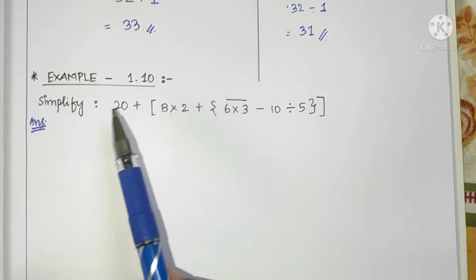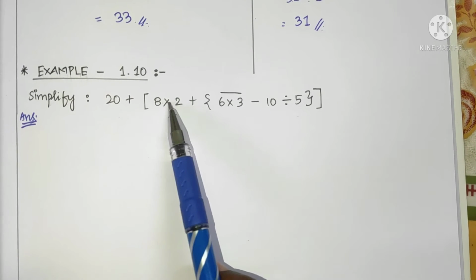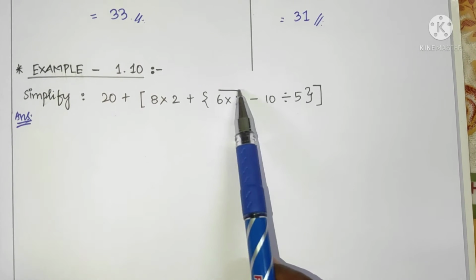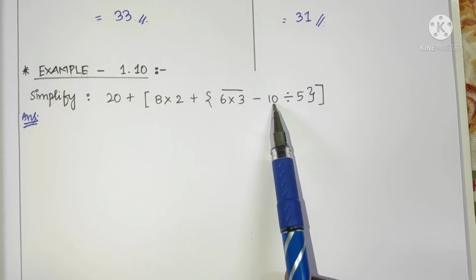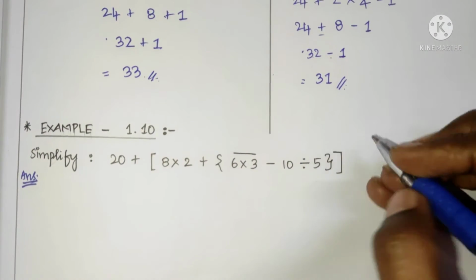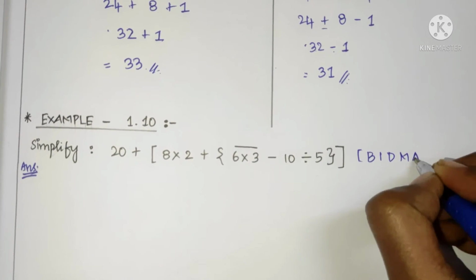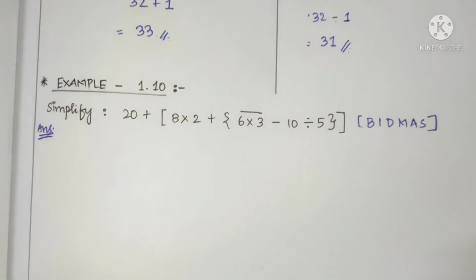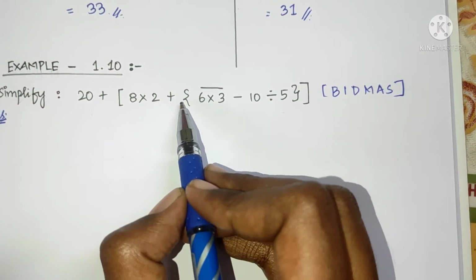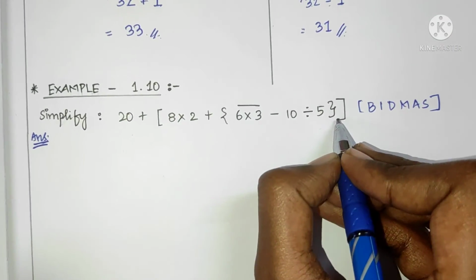Example 1.10. Simplify 20 + [8 × 2 + {6 × 3 − 10 ÷ 5}]. Now we are going to write the rule: bracket, indices, division, multiplication, addition, subtraction. In the given question, first we are going to solve the inner bracket, that is the curly braces, first.